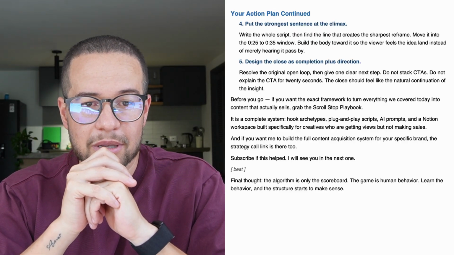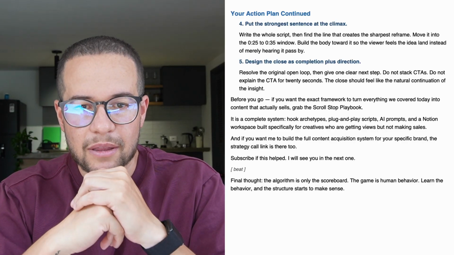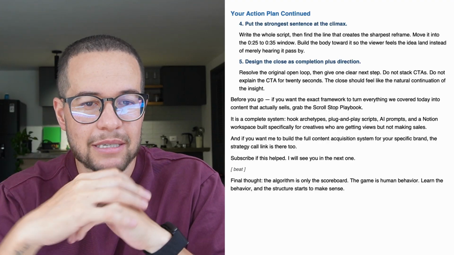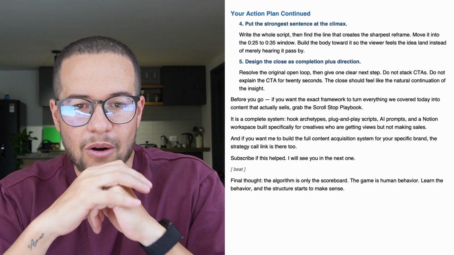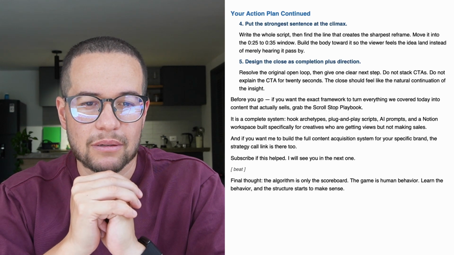Design the close as completion plus direction. Resolve the original open loop. Then give one clear next step. Do not stack CTAs. Do not explain the CTA for 20 seconds. The close should feel like a natural continuation of the actual insight.